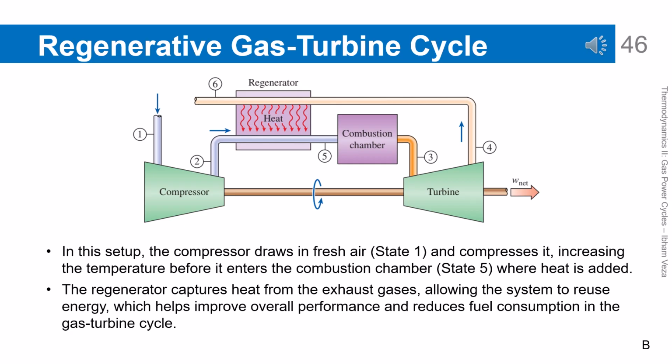Regenerative gas turbine cycle concept. In this configuration, heat from the exhaust gases is reused before being released to the surroundings. The compressed air is preheated by the exhaust gases through a regenerator. In this way, the fuel required to reach the turbine inlet temperature can be reduced. The result is an increase in the overall thermal efficiency of the system. This concept shows how internal energy recovery can improve cycle performance.